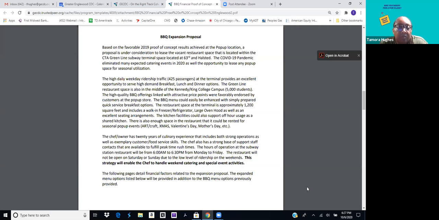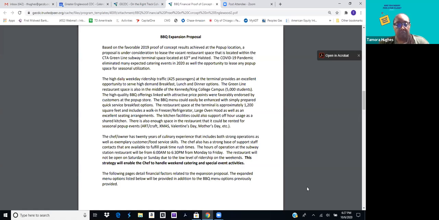So that was, if you will, the background with respect to why they consider opening a restaurant on this space, because the restaurant there has been vacant for a number of years. And so let's look into it.